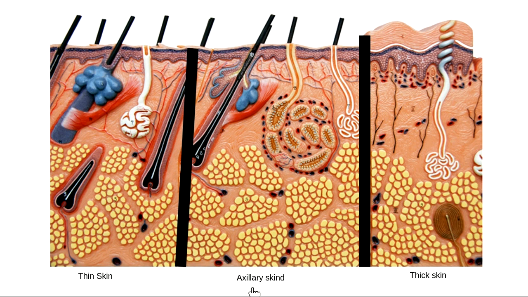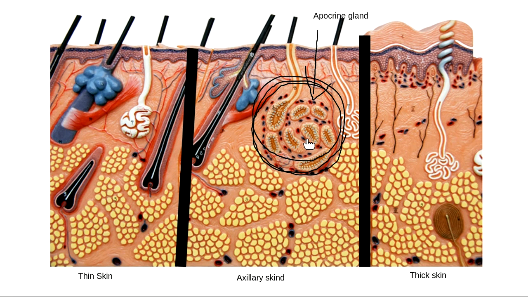So axillary skin, axillary region, armpit region. Here's the reason that we're pointing out that this is axillary skin. This big thing right here, circle it, big thing right here. This is called an apocrine gland. Apocrine gland.